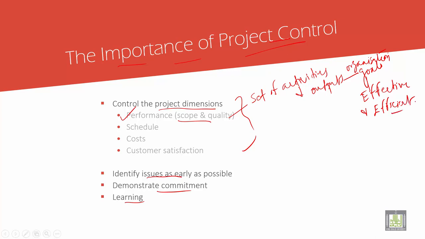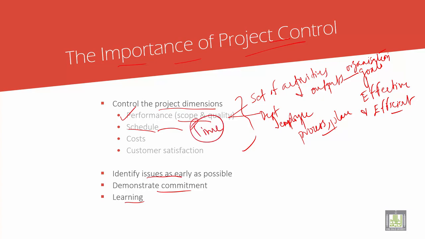It also focuses on department, employee, then process, place, etc. Then schedule is constrained by time; you should follow the time. Cost is related to all the budget activities. So everything you should keep in mind for controlling the project dimensions within the target level. And customer satisfaction, this is a very, very important parameter. This is the main thing.